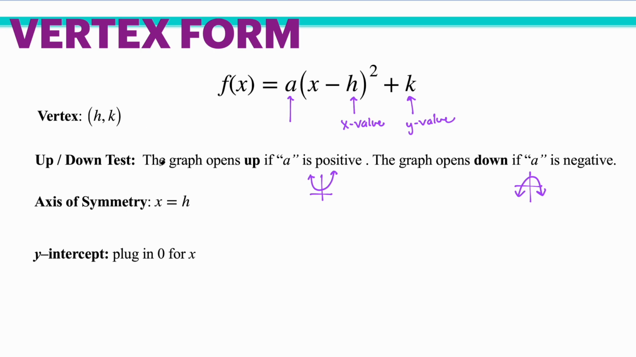The axis of symmetry is still going to be the x value. Just like in the previous video, we discussed how the x value of the vertex is represented by your axis of symmetry, x equals that number, because we talked about it being a vertical line. And the y-intercept is plugging in 0 for x. So if you plug in 0 for x and simplify the equation, you will get your y-intercept point. So it will be the point (0, some number).